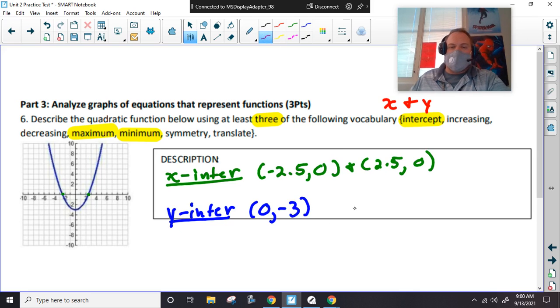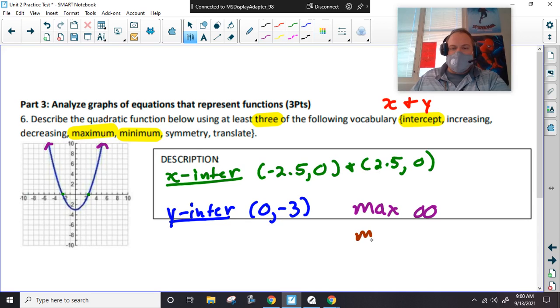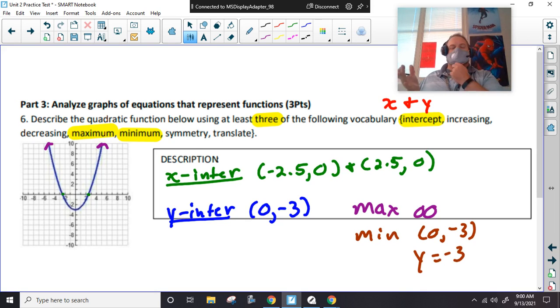Yeah. What's our max? This is supposed to have arrows on it. Yep, infinity. And our minimum, yeah, a couple ways you could write this. You could write 0, -3. You could write y equals -3. Either one is fine. And again, if you have questions about how you should answer it tomorrow, please ask. Okay, please ask the questions.